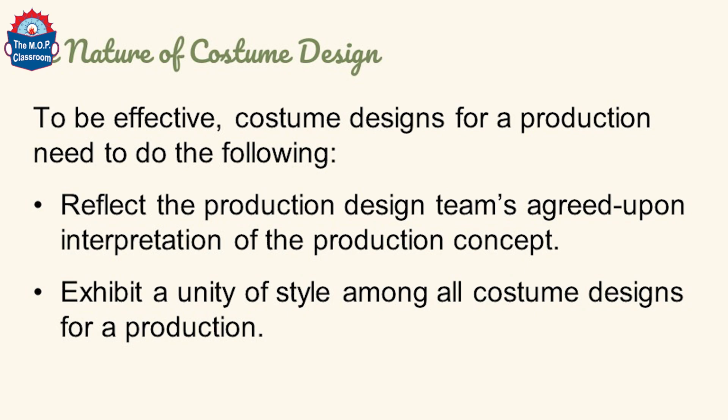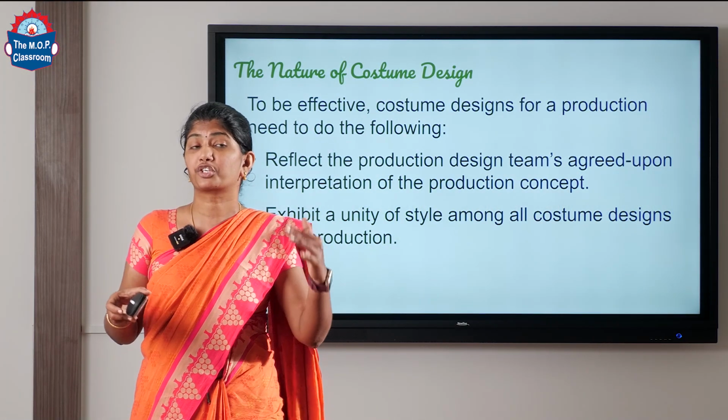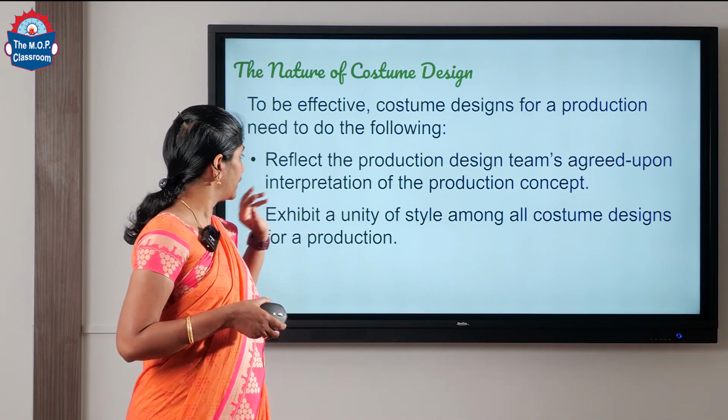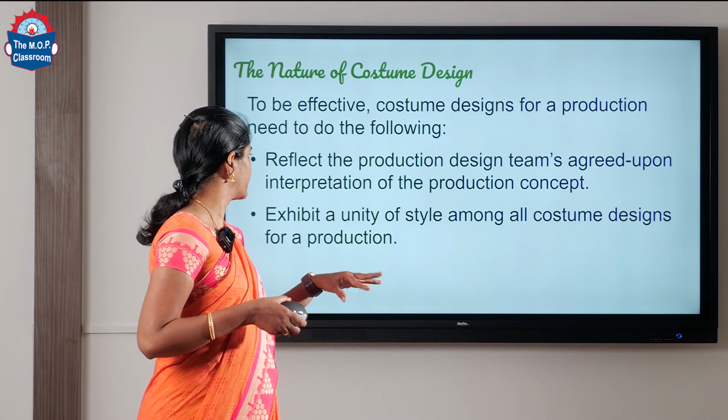First is to reflect the production design team's agreed upon interpretation of the production concept. For example, you want the movie to be very gloomy, or you want the movie to be very cheerful, or you want the movie to reflect some kind of theme, or say something like anger or love. All those things need to be discussed between the production designer and costume designer, and that should be reflected in the costumes too. Right? Next, exhibit a unity of style among all costume designs for a production.